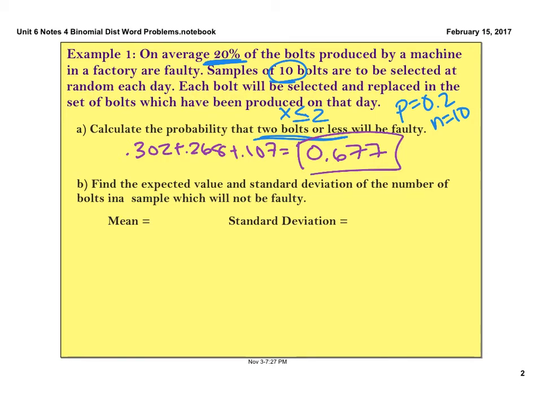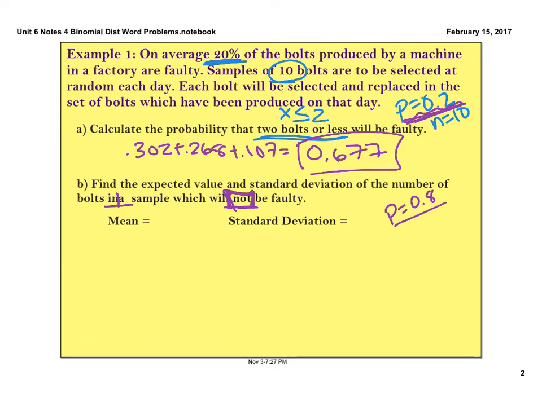Then the question is find the expected value and the standard deviation of the number of bolts in A in a sample which will not be faulty. That makes things a little bit trickier. So if 20% is the probability that they are faulty, think of the fact that 80% is the probability that they are not faulty. So this not in there is going to change the probability that we're looking at. We're not looking at the 0.2 as our success. We're looking at the 0.8 this time.